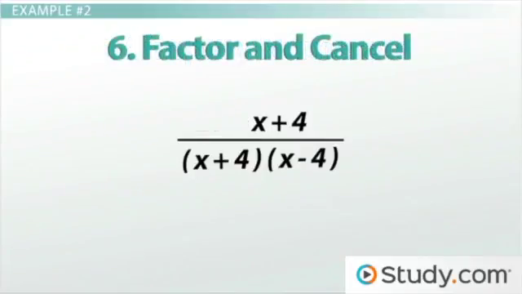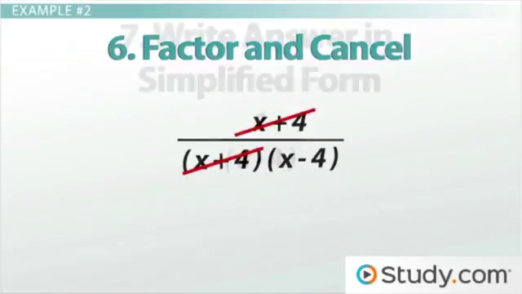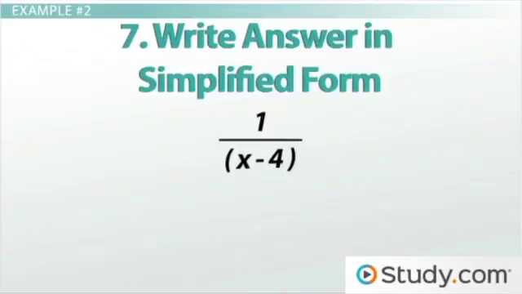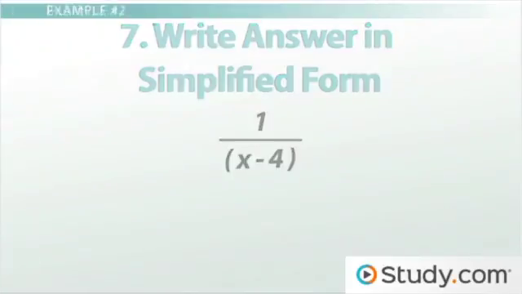So now our expression looks like x plus 4 divided by x plus 4 times x minus 4. We can slash or cancel x plus 4 over x plus 4. This gives us 1 over x minus 4 as our final answer.